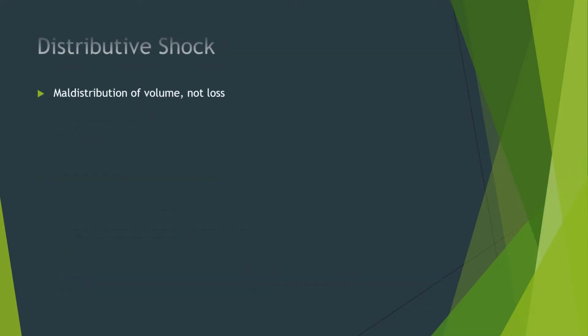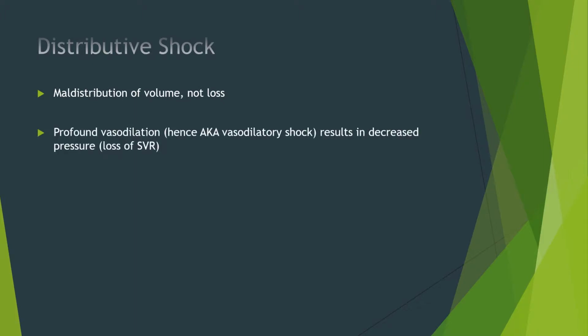Distributive shock is where you have a maldistribution of volume, not loss. So we haven't actually lost any volume, it's just not in the right spaces. Profound vasodilation, hence why sometimes distributive shock can be called vasodilatory shock, results in decreased pressure because we're losing that systemic vascular resistance. There's many causes and subtypes.